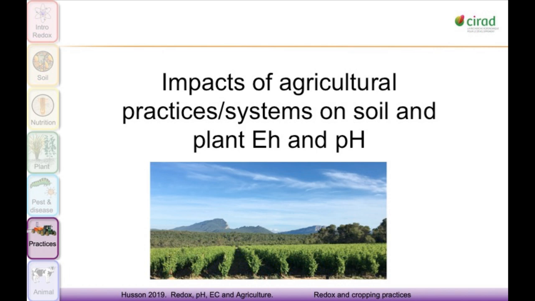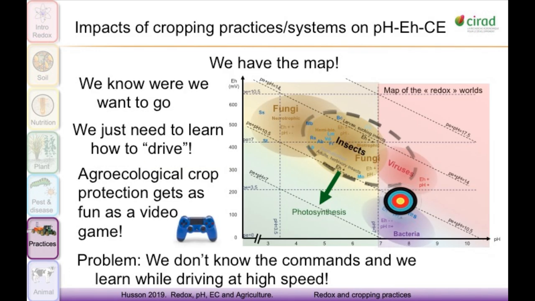Practice, sorry, I'm too long. In 1 hour and a half, it's almost impossible. Anyway, now we have the map. We know where we want to go. We just need to learn how to drive, in fact. And for me, it's just a video game. Let's have fun. The problem is that we need to drive like this.